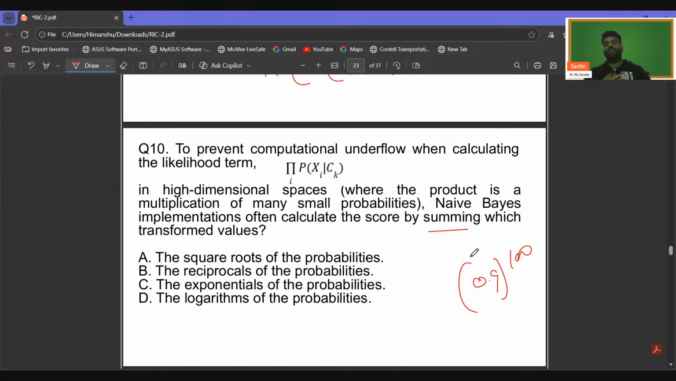Now, if I'm just talking about that, what would be happening in that case is taking the log over the multiplication terms actually converts it to a summation. Okay, so it would be something like this: the log of p of xj given ck, and we'll be going over this i. Sorry, it was i. So in that case, the implementation often calculates the score by summing the log-transformed probability values. I hope you could understand. Very relevant thing over here.